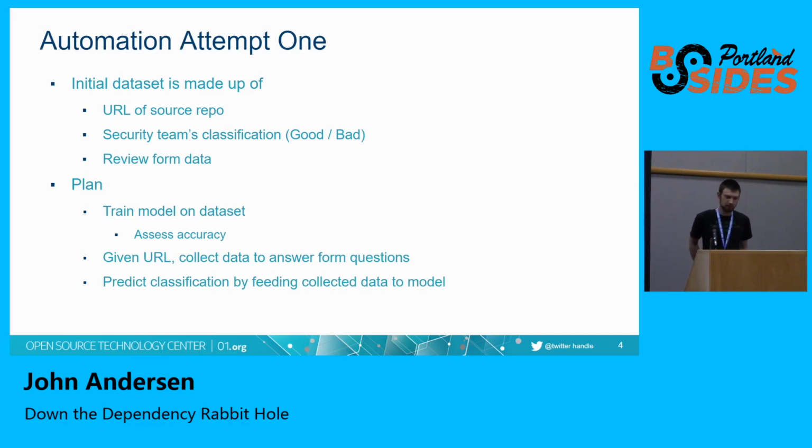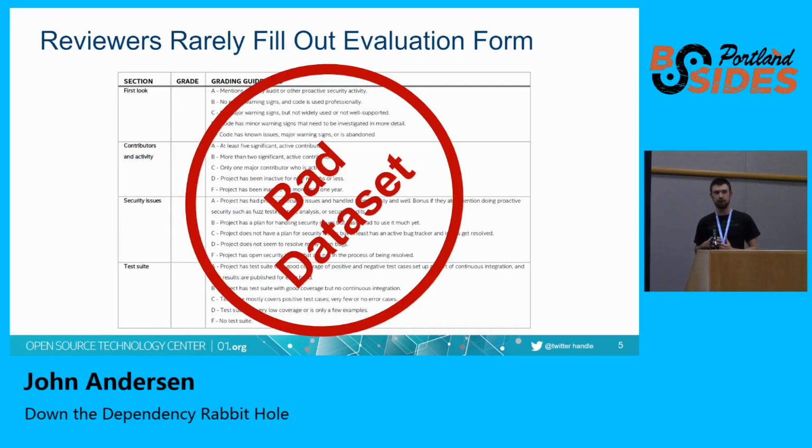We grabbed this data set, we got the URLs to all these Git repos, and we have the review forms, right? And then we have the classification. So this should be a pretty straightforward problem, right? We should be able to take this form and map it to the classification, train a machine learning model on it, and it should tell us, yes, this is good, or no, this is bad, based on our trained classifications. But we ran into a problem pretty much right off the bat.